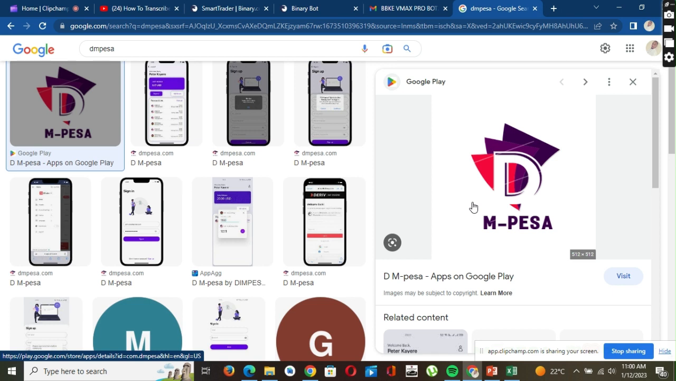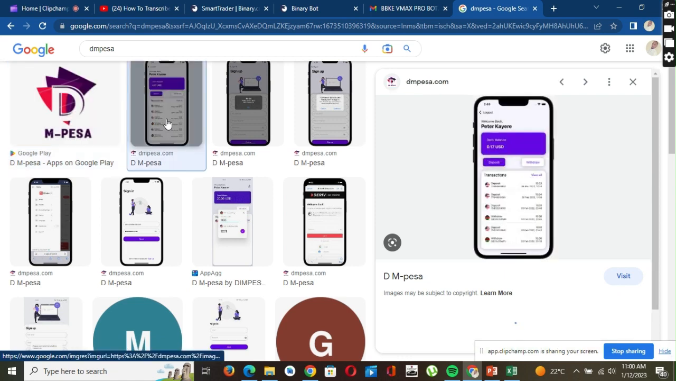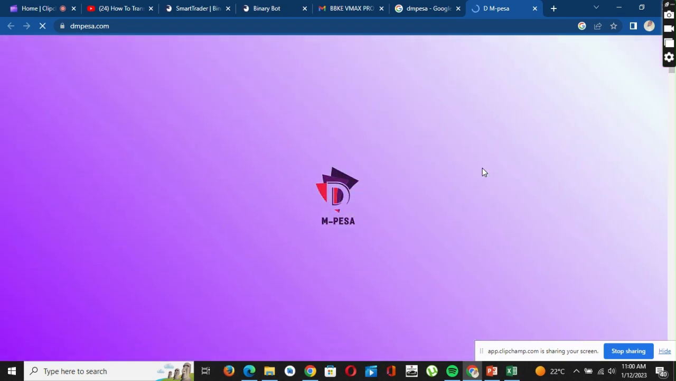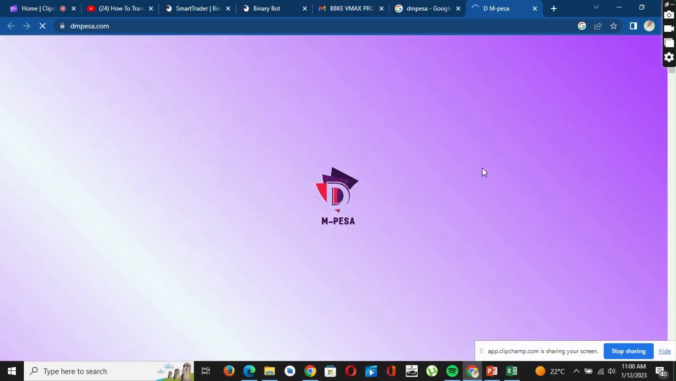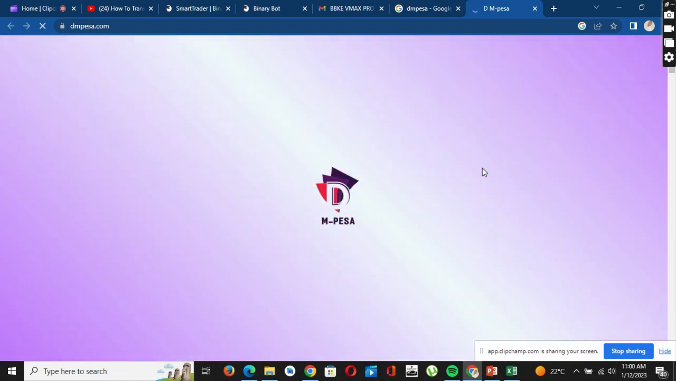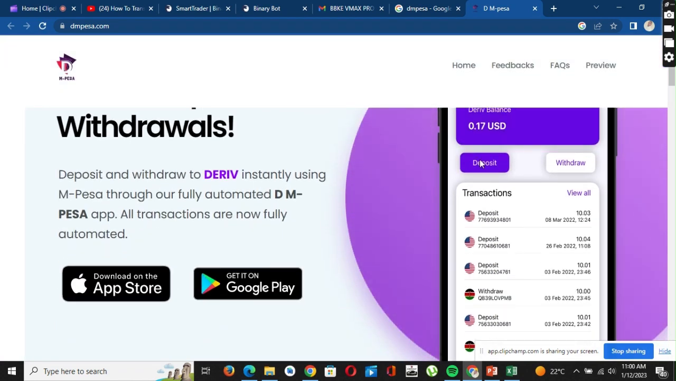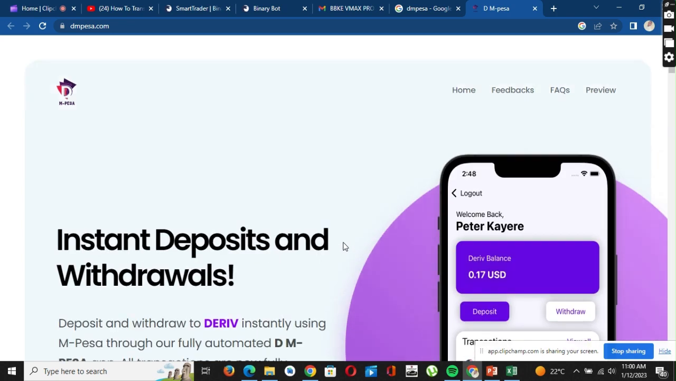It's pretty simple to use, as you can see right here from this particular photo, right? So you can be able to do all those things from D-M-Pesa, withdrawing and depositing. Anytime you make a profit above $10, kindly withdraw your money. As you can see right here, you can deposit, you can withdraw. Kindly withdraw your money, right? Don't let it stay there.